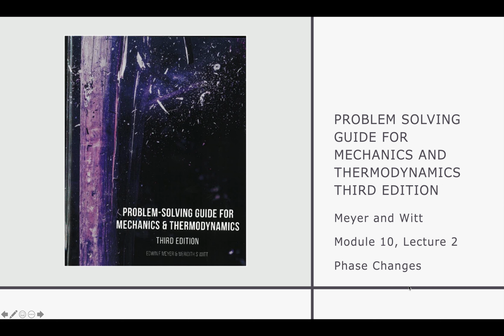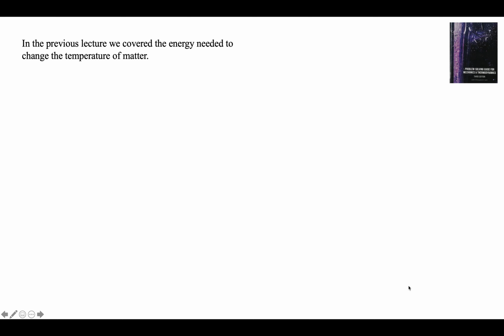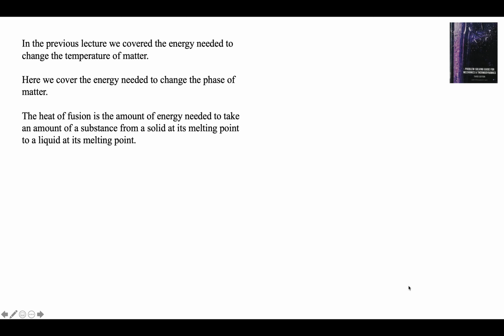This is Lecture 2 of Module 10 in the book Problem Solving Guide for Mechanics and Thermodynamics. The topic is phase changes and the energy associated. In the previous lecture we covered the energy to change the temperature of matter. Here we cover the energy needed to change the phase of the matter. The temperature will not change.